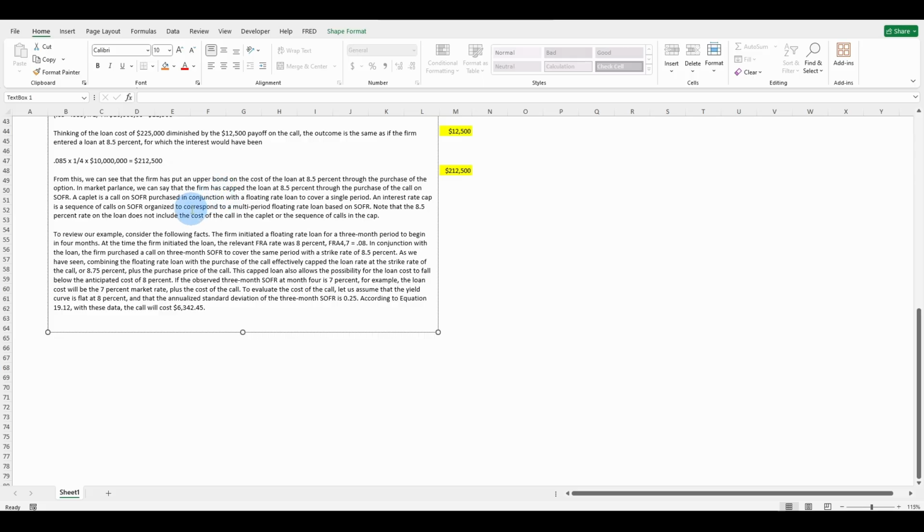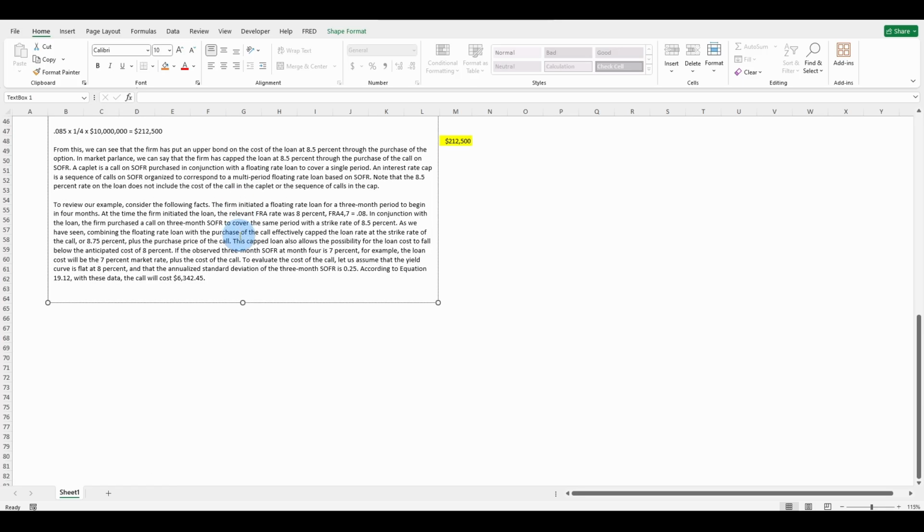In market parlance, we could say that the firm has capped the loan at 8.5% through the purchase of the call on SOFR. A caplet is a call on SOFR purchased in conjunction with the floating rate loan to cover a single period. An interest rate cap is a sequence of calls on SOFR organized to correspond to a multi-period floating rate loan based on SOFR. Note that the 8.5% rate on the loan does not include the cost of the call in the caplet or the sequence of calls in the cap.